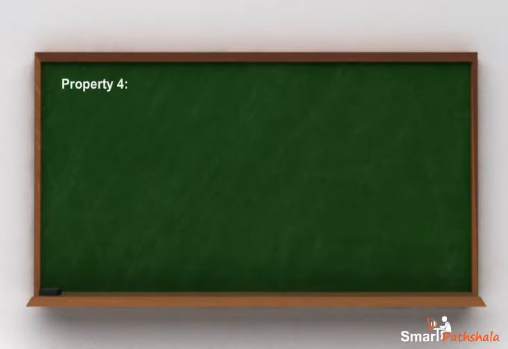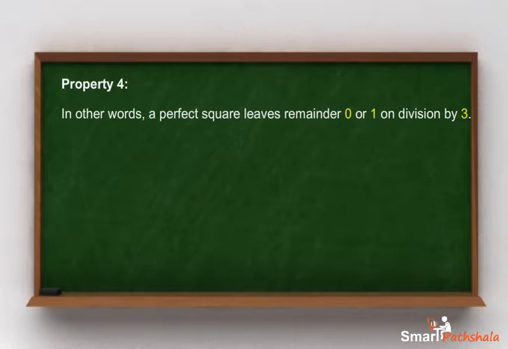Property 4. The square of a natural number other than 1 is either a multiple of 3 or exceeds a multiple of 3 by 1. Example: 2 square is equal to 4 is equal to 3 into 1 plus 1. 3 square is equal to 9 is equal to 3 into 3 plus 0.